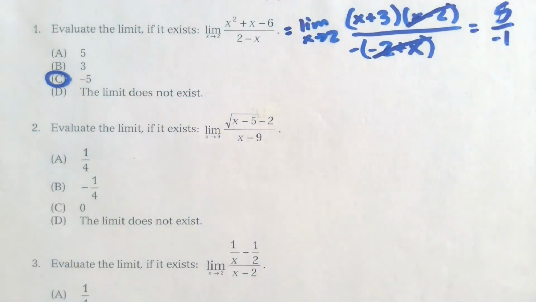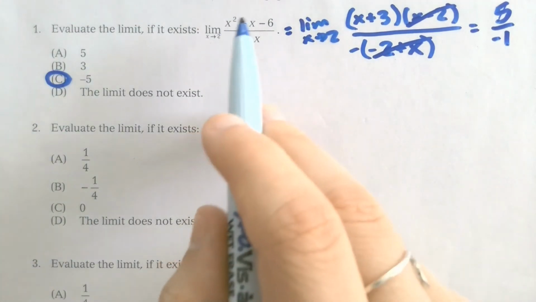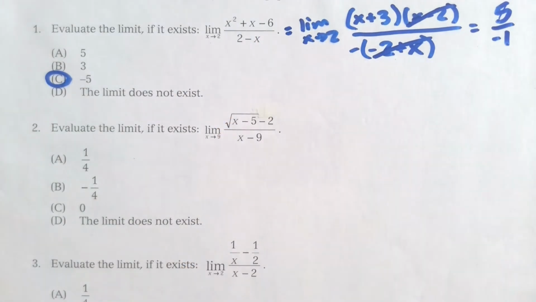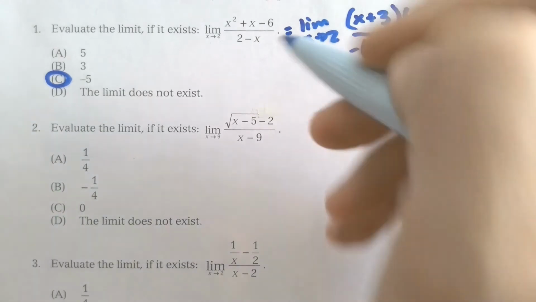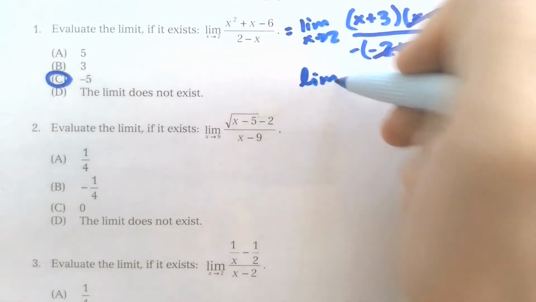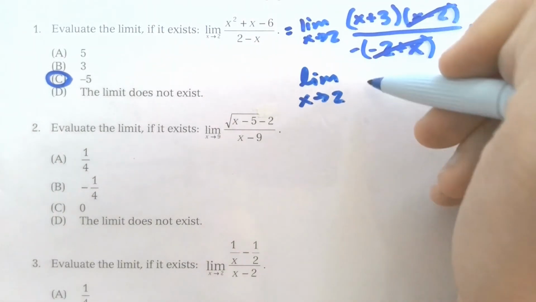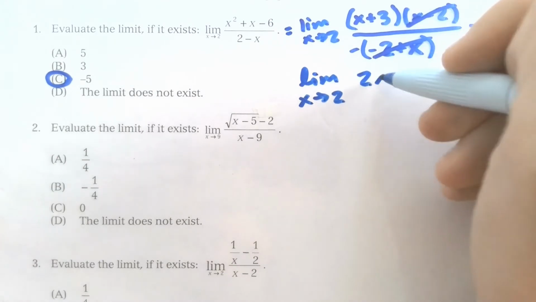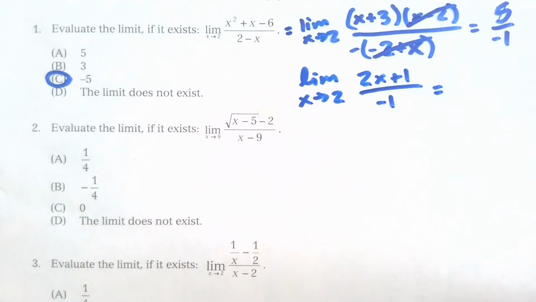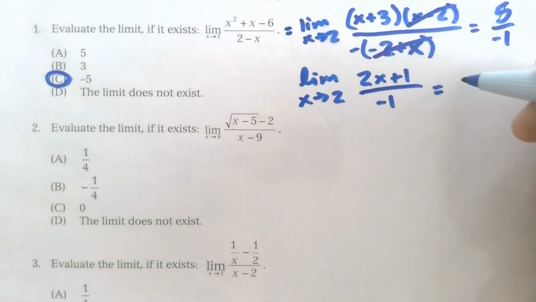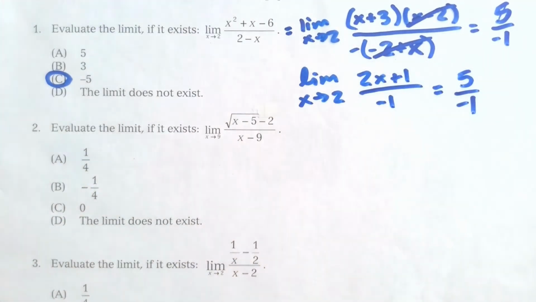This is the perfect type of example to use L'Hopital's rule because I did get 0 over 0, so indeterminate form, I'm allowed to use it, and then taking the derivative of the top and the derivative of the bottom is very simple. So the top is going to be 2x plus 1, the denominator is a negative 1, and then now I can plug in my 2 and get 5 over negative 1, just like I did the other way.